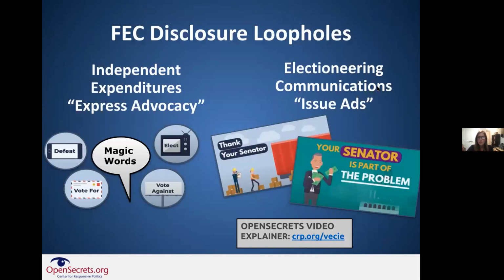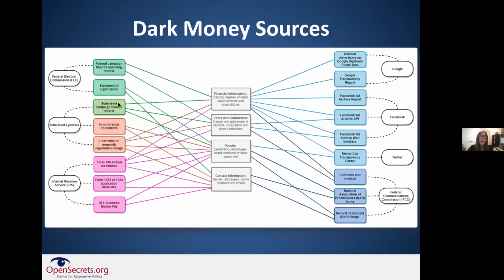And let's see, so to jump ahead, how are we tracking this? These are some of the dark money sources that we use. This is a map of the different types of documents that we'll consult outside of just Federal Election Commission filings. And this can include things like Form 990 tax returns, Google ads, Federal Communications Commission political ads, and I'll go over some of these pretty quickly.